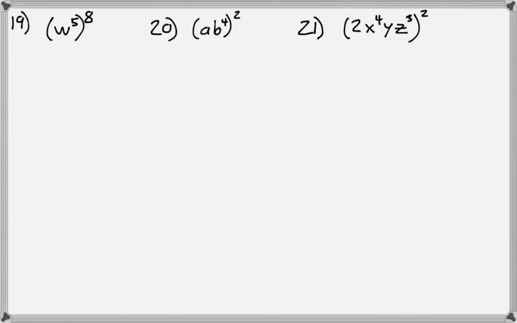For 19, I want to use the power rule. So whenever we have a power to a power, we want to multiply those. So this will be w to the 40.